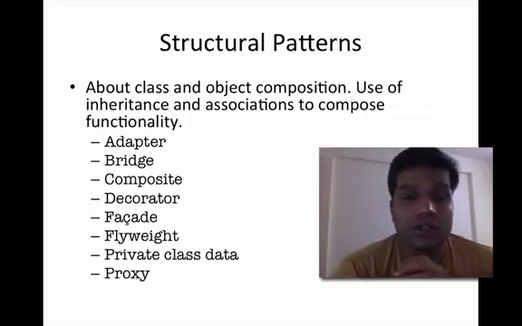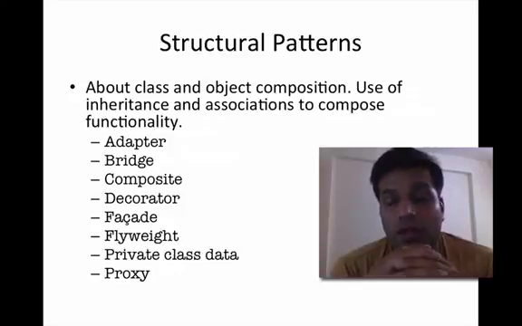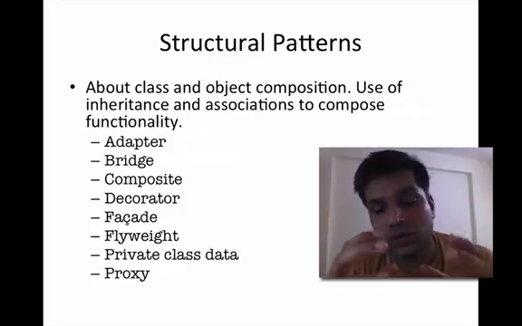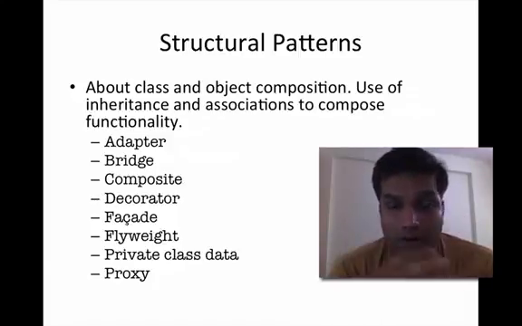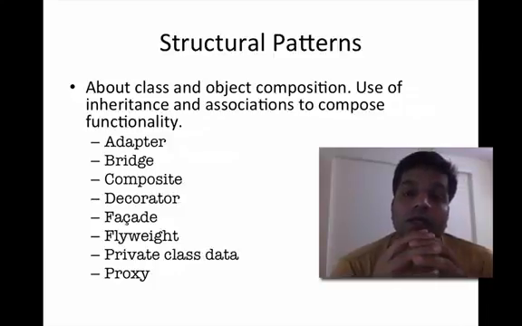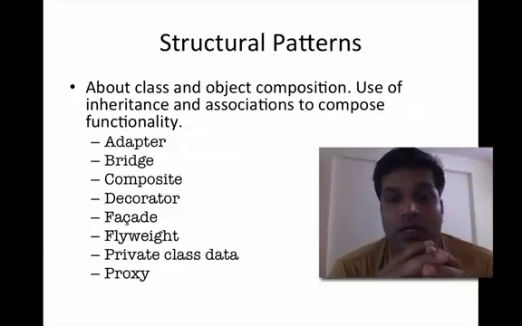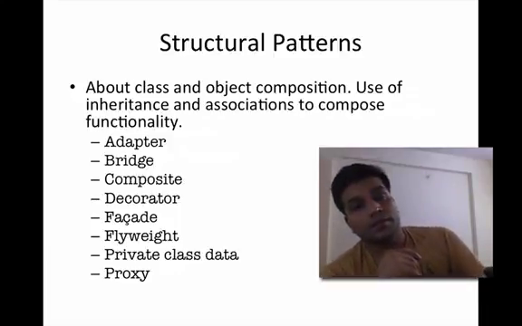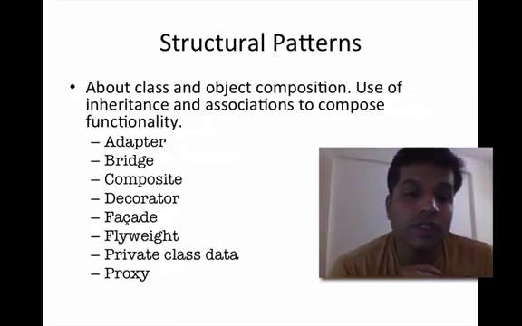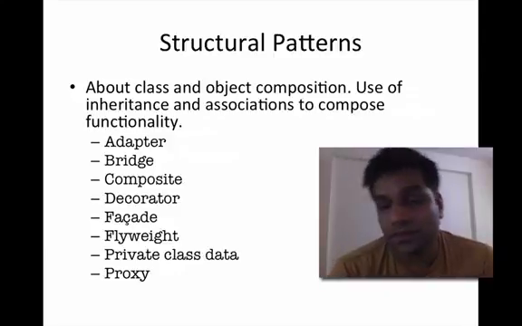Next classification is structural patterns. Structural patterns is about classes and object composition. So that means how you use object-oriented techniques like inheritance and composition, rather associations and things like that, in a way that your final design is reusable and maintainable. And these associations or compositions give you functionality that you desire. And the structural patterns are adapter, bridge, composite, decorator, facade, flyweight, private class data, and proxy.